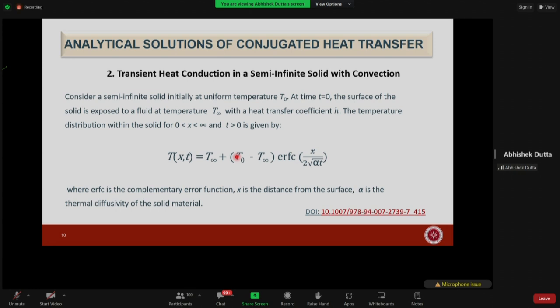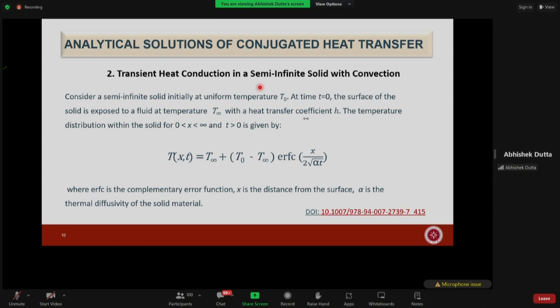By the way, I want to be clear with you. Do you know what a semi-infinite solid is? Any one of you? What exactly is a semi-infinite solid? Before I keep on talking, it is better to know the basic thing here. We are talking about transient heat conduction in a semi-infinite solid with convection. What do you mean by a semi-infinite solid? You must have done your heat transfer, so you should know this. Can someone write it or talk if you can?